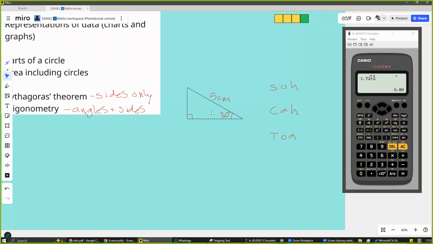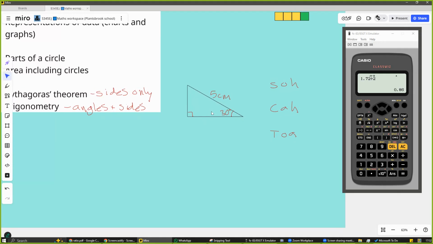So SOHCAHTOA, the way to use these, if you take the middle letter of each thing and you raise it up like that, then you can make formula triangles out of them. So we draw a triangle around each one like that. And we have 3 formula triangles. And you can just do that just to finish them off.